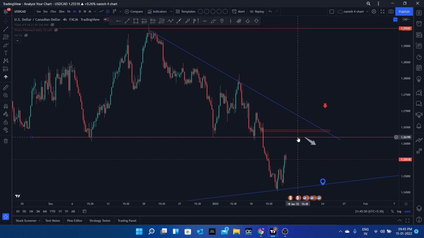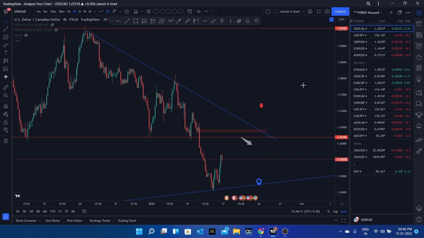Just wait for some consolidation in this area, and you can look for a short position here, and you can take this as your target as well. Just wait for the price to go here and make a double top or some kind of consolidation or any kind of pattern, and just wait for the drop, guys.